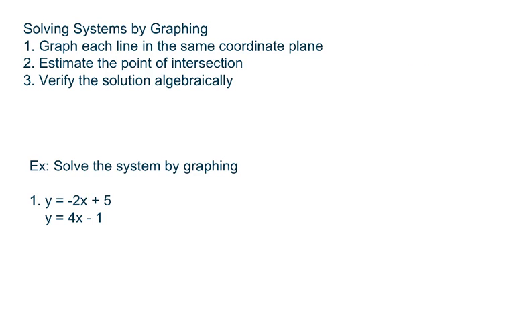Pretty basic. Step number 1, graph each line in the same coordinate plane. The coordinate plane is just the XY plane that we graph lines on. Step number 2, estimate the point of intersection. And then step number 3, verify the solution algebraically.